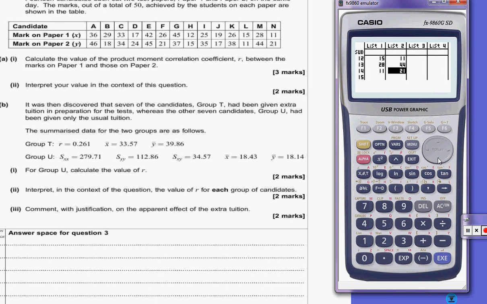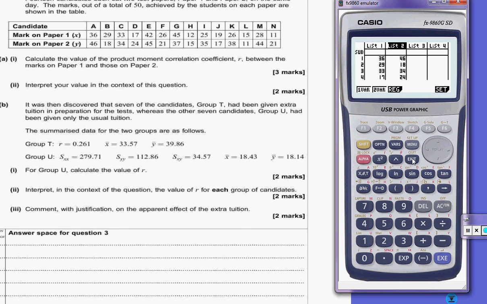So the first thing you do is sub in all the information that you have from the candidates. So list 1 is going to be X, as they've shown, and list 2 is Y, which, as I showed you when we did calc and setup, that's what we have. X goes here, on your 2 variables, Y is in the second one. So that's good. Then it says calculate your product moment correlation coefficient R.